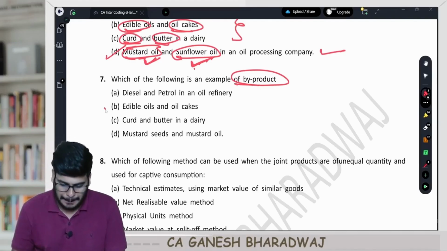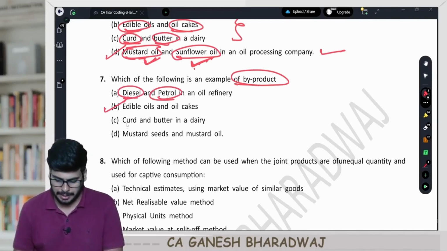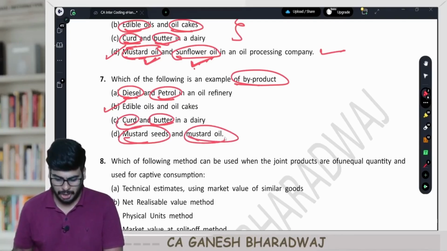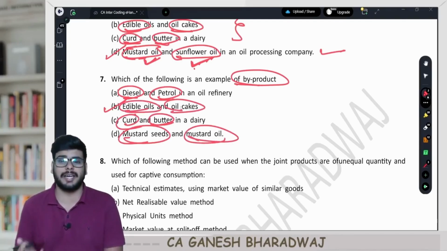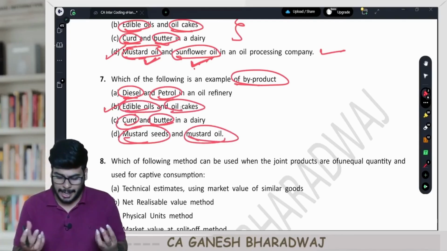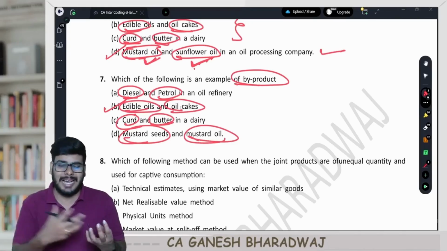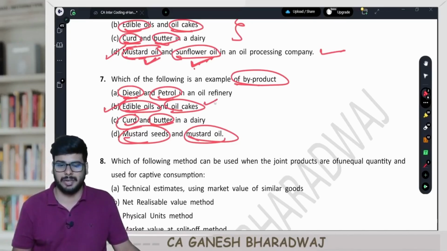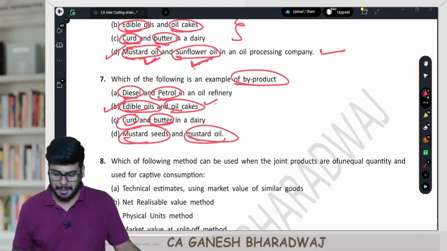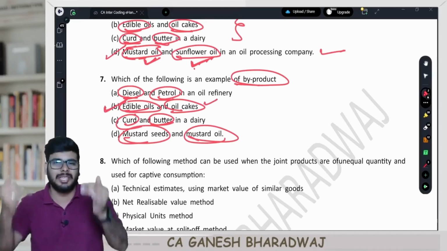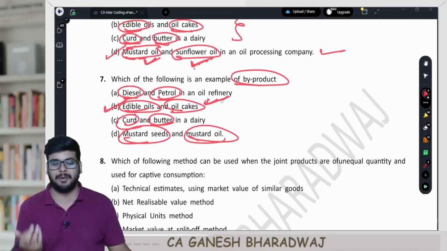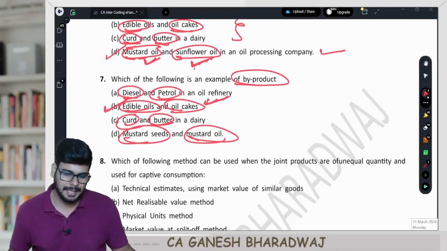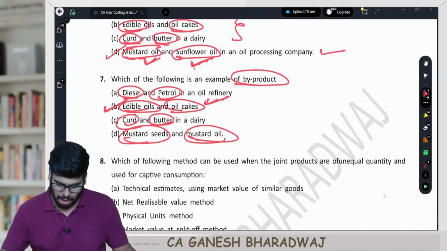Yes, B. Why? See, diesel and petrol, obviously they are joint products. Curd and butter, joint products. Mustard seeds and oil, they are also joint products. Edible oil and oil cakes, right? Obviously oil cakes come as a byproduct only. I don't process it to get oil cakes. It just comes as a byproduct. So obviously of the lot, this only looks like a byproduct example. Clear with this, guys? That's about it. Logically, you can answer.